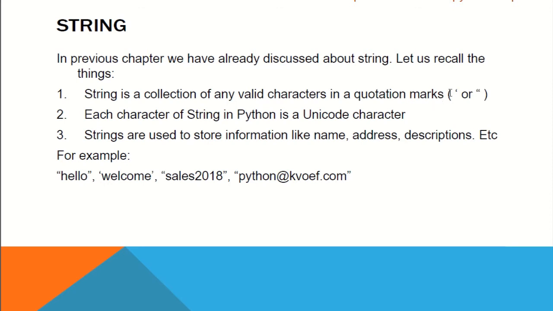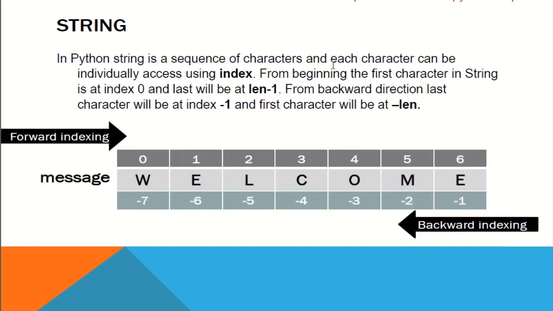Either in single quote or in double quote, but it should be started and ended with only single quote or double quote. Not one single and one double. Now each character of a string in Python is a Unicode character. Strings are used to store information like name, address, description, etc. For example, these all are what? Strings.